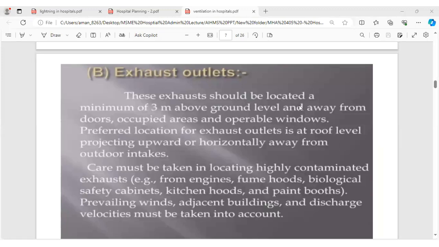These exhausts should be located at a minimum of 3 meters above the ground level and away from the doors.